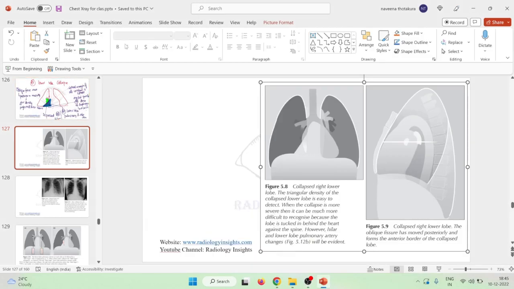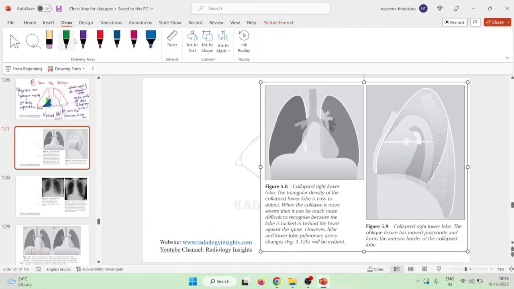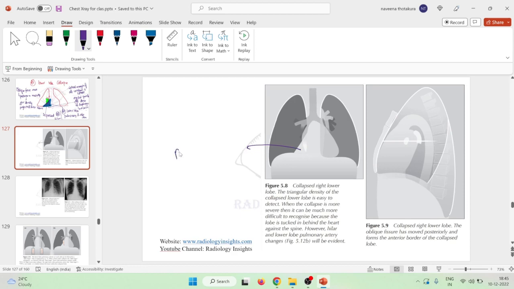Hello friends, let us now learn some important points about the lobar collapse, right lobar collapse. First and foremost, right lower lobe collapse. In right lower lobe collapse, this is the collapsed segment of the right lower lobe.